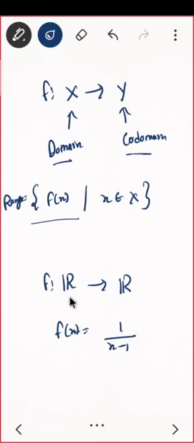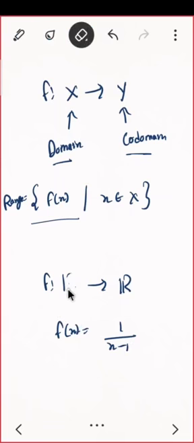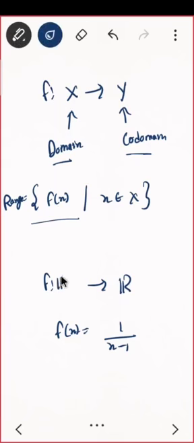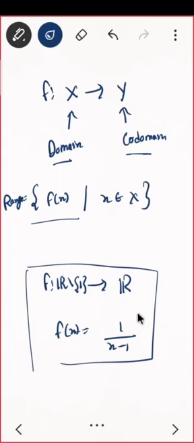But if I exclude 1 from here, that means if I put my domain like this, that is R minus {1}, that is 1 is not included in my domain, meaning I'll be putting all the values except 1, then this is a function for me, correct? Now this is a function for me. So you need to make sure what your domain is.